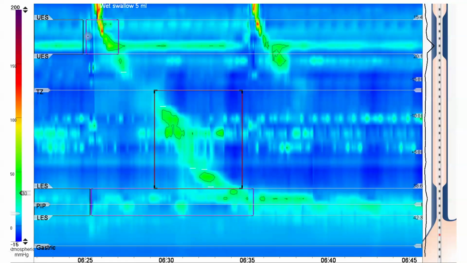This is how to differentiate between absent contractility and failed. Failed means that there is some pressurization, like below 100, maybe 5 or 10 or 85. Absent contractility is like this, no pressurization at all.